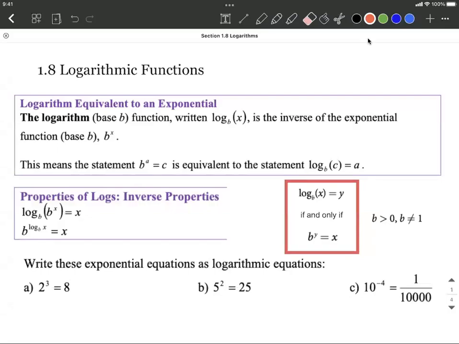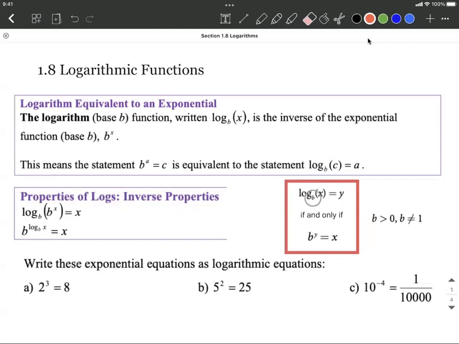Okay, logarithmic functions. A logarithm with base b is read off as log base b of x, and this is the inverse of an exponential function. So b to the x, its inverse is log base b of x. We want to get down the definition of logarithm, which is switching back and forth between logarithmic form and exponential form. It's in the big red box down here, where if we read this off, log base b of x equals y, that's an if and only if statement. Then we can rewrite in exponential form.